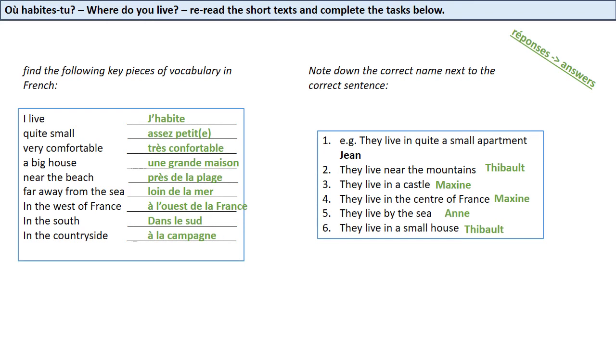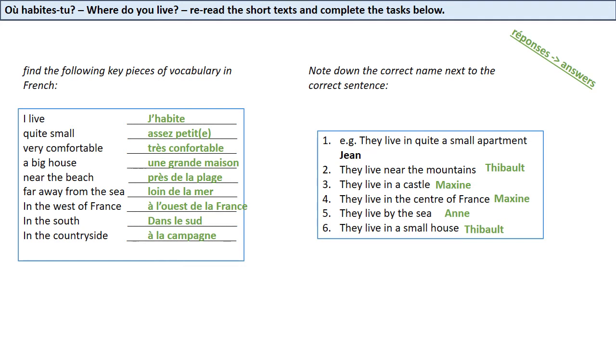Okay, so we've got the answers here to the activities. First of all, I live is j'habite. Quite small is either assez petit or assez petite, depending on whether it's masculine or feminine. Very comfortable is très confortable. A big house, une grande maison. Near the beach, près de la plage. Far away from the sea, loin de la mer. In the west of France, à l'ouest de la France. In the south, dans le sud. In the countryside, à la campagne.